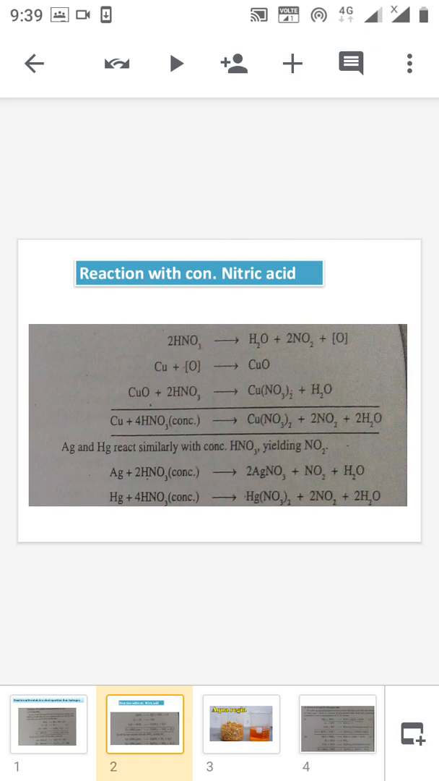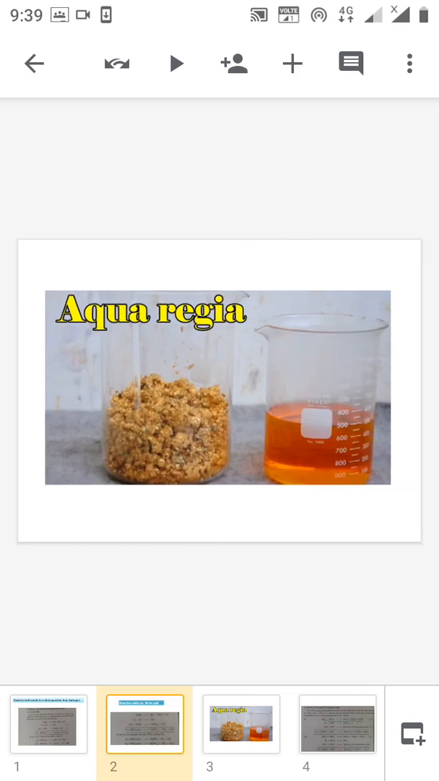The rest are the same. Copper reacts with the nascent oxygen and we get copper oxide, and again this copper oxide reacts with nitric acid and we get copper nitrate. So the only difference is the nitrogen oxide: NO2 is formed in the case of concentrated nitric acid, whereas NO, nitrogen monoxide, is formed in the case of dilute nitric acid.